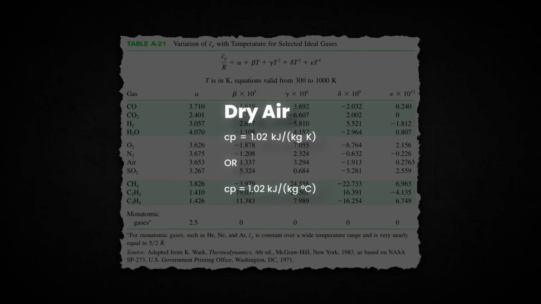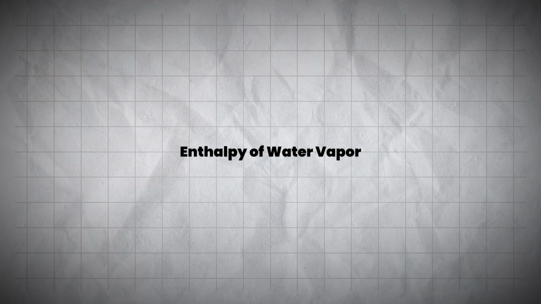For dry air, a typical reference value is 1 kilojoule per kilogram Kelvin. The specific heat value doesn't change between Celsius and Kelvin, which makes things pretty convenient. Next, let's move on to water vapor.